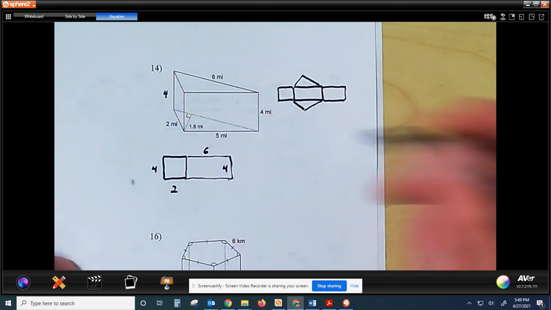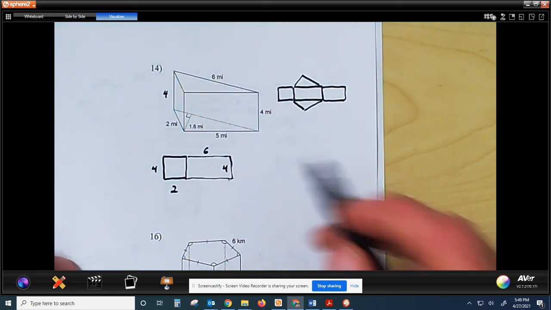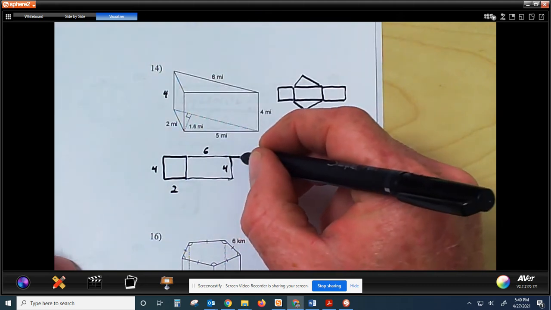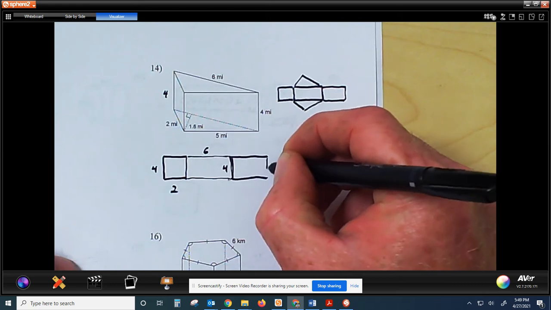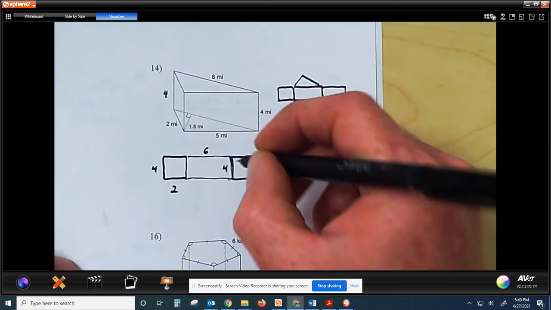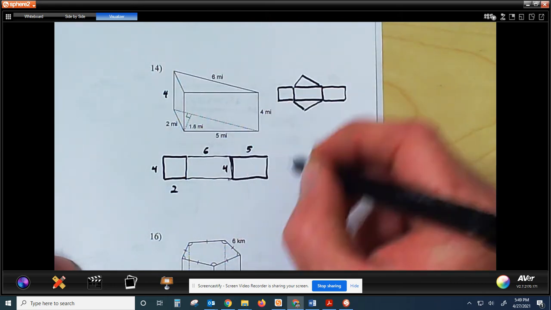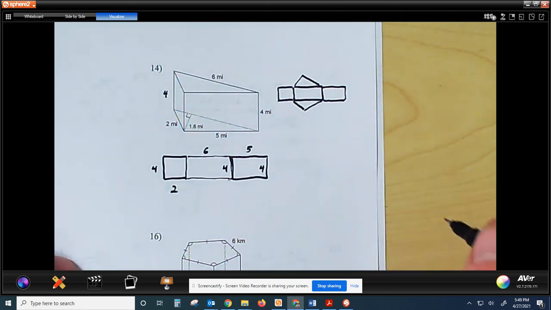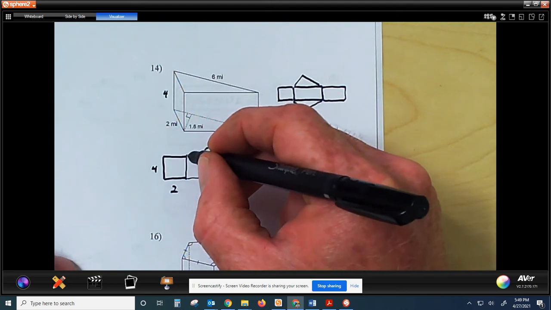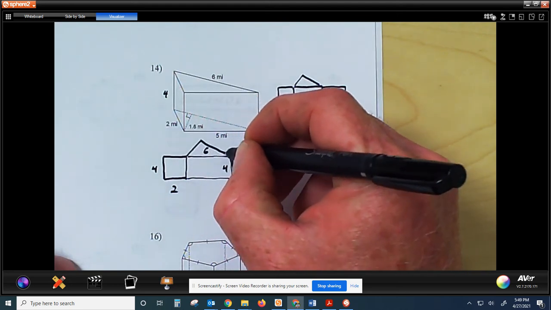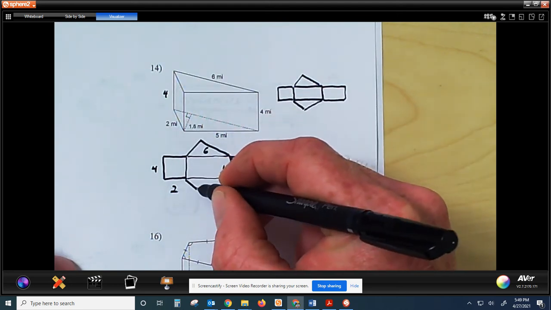Okay, so I'm gonna put it on the inside. The panel in the front, almost as long, drawn there. This is a 5 and a 4. Now we have our two triangles, one here and one here.